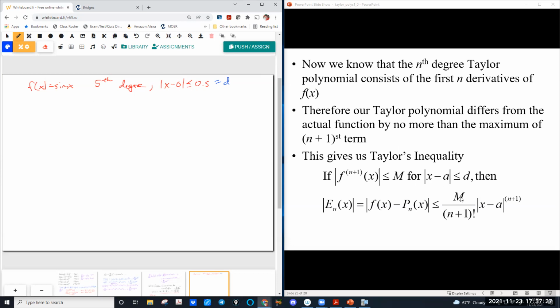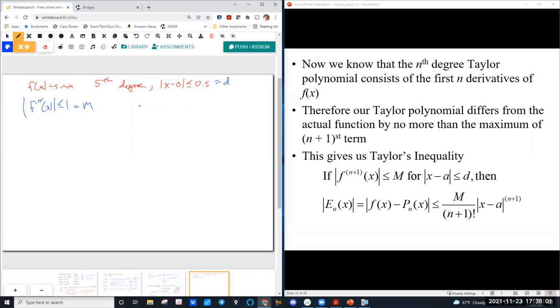Now, here's what we need. We need M. This is where all the work is done, just like it was back in those take-home problems for the midterm. Well, the thing about sine is its derivatives are all either sine or cosine, positive or negative. So we know that we have to bound the sixth degree derivative, we know that the sixth derivative is always going to be less than or equal to 1. So we're going to use that for our M.